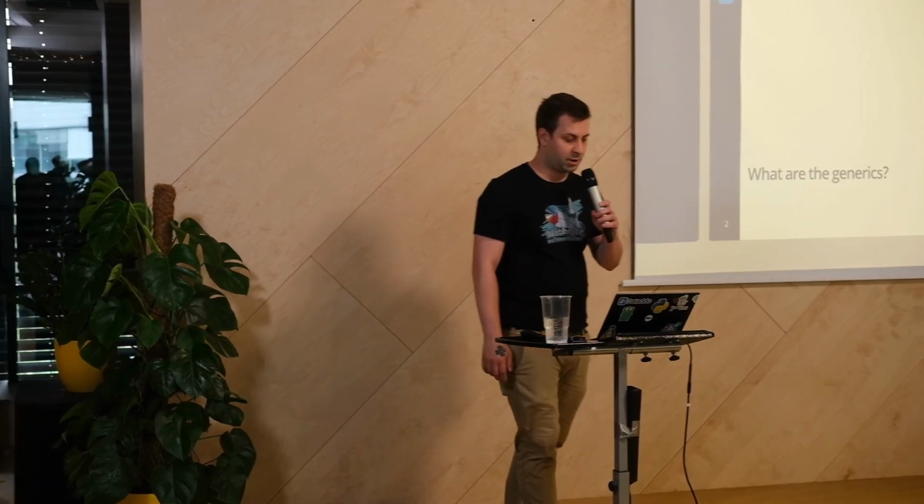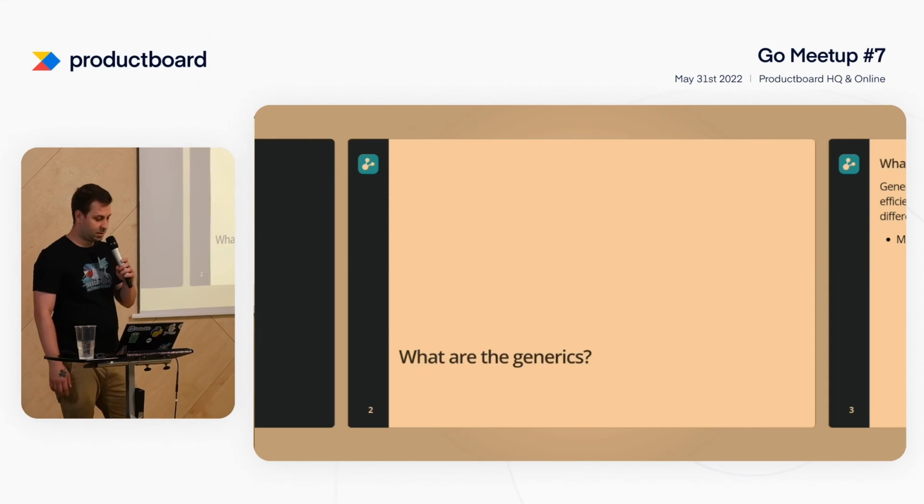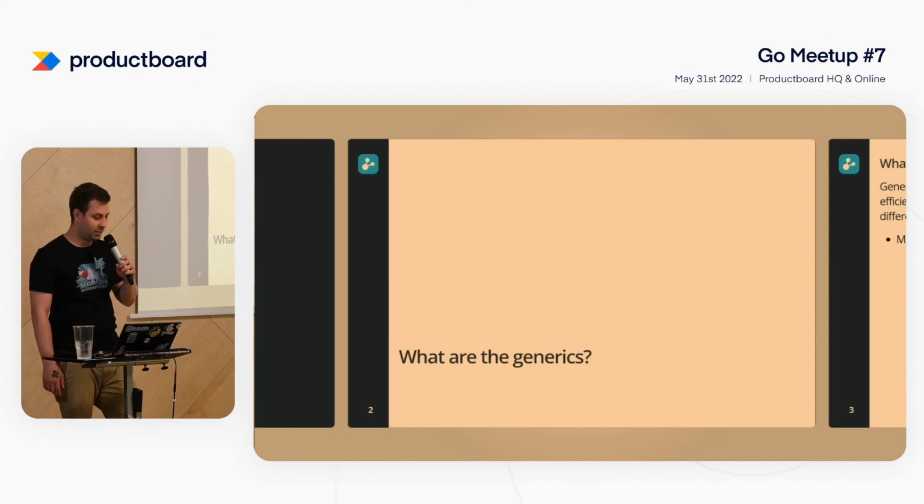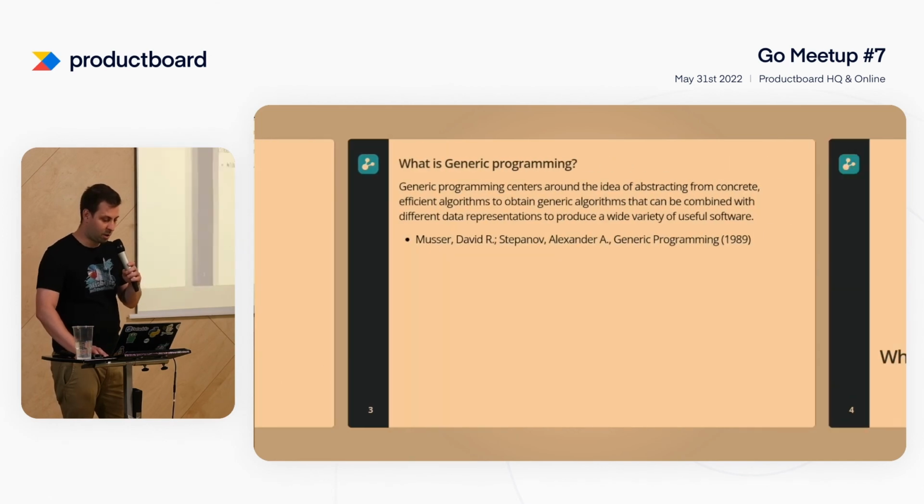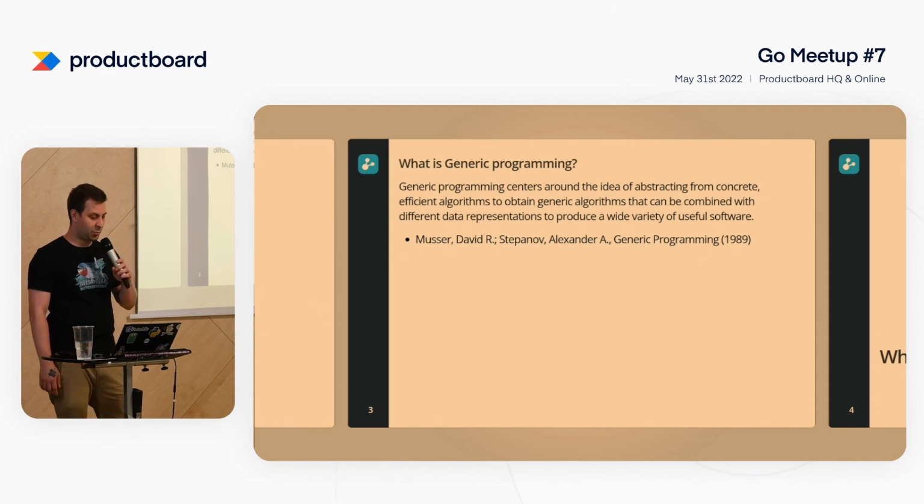Sorry, now it works. So, a little bit of theory. What are generics? It's a feature of programming language which allows generic programming. So now, what's generic programming? To define generic programming, I've used this quote from a book which popularized this term, but the practice was known before. Shortly, it's about separating an algorithm from concrete data types, to separate algorithms and the data types, which can then be specified later.